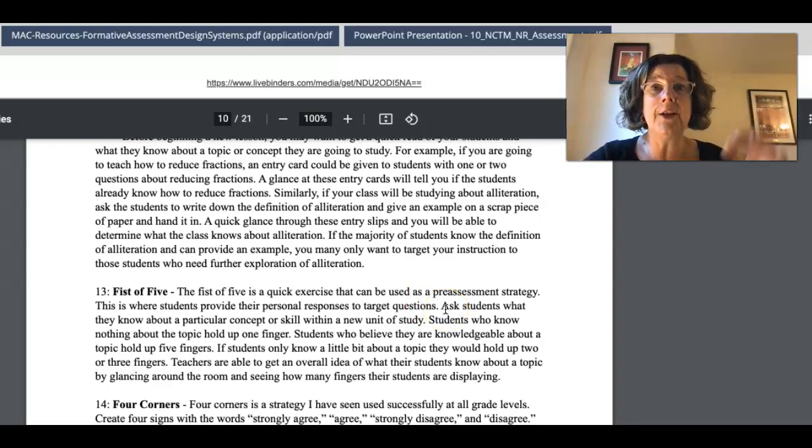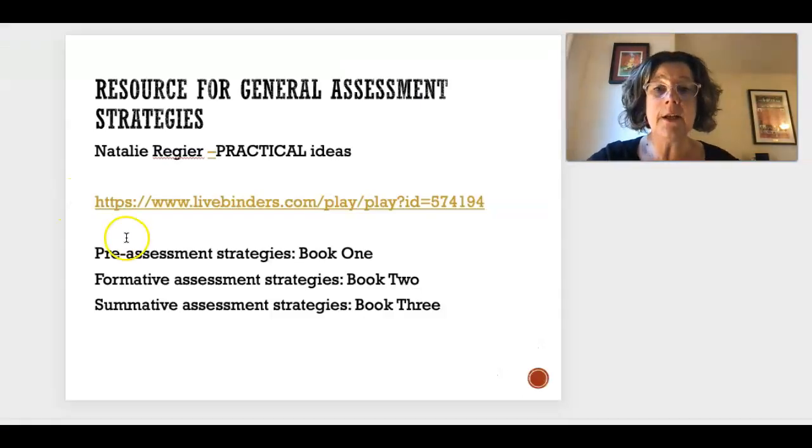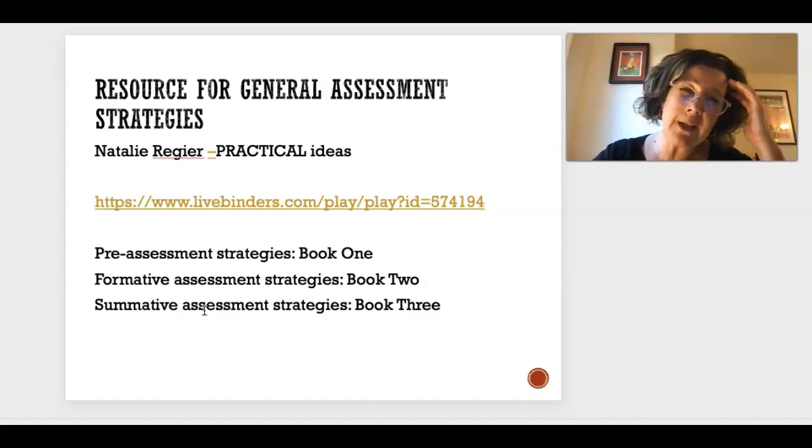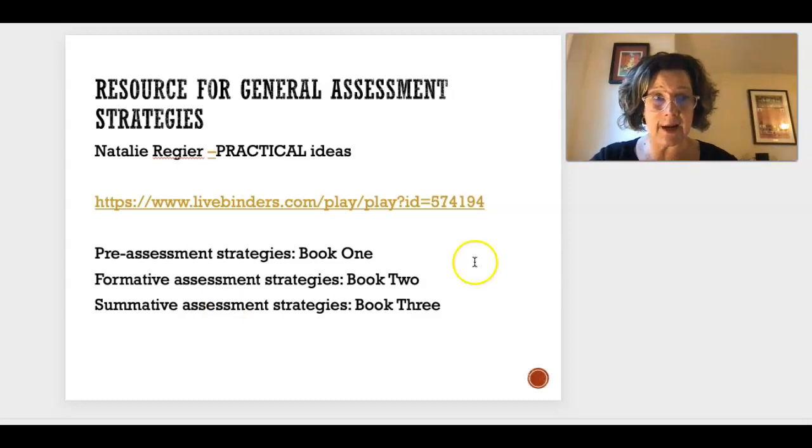She actually has really great practical ways to assess. So I'm just going to go back to this. Book 1 is pre-assessment strategies, book 2 is formative assessment strategies, and book 3 is summative assessment strategies. So again, I would go and have a look at these. They are not particular to ELA, but I just really liked them, and I think that it's a nice compilation in there.